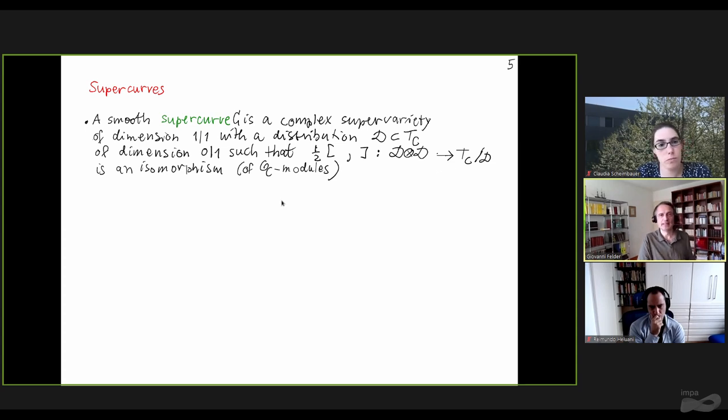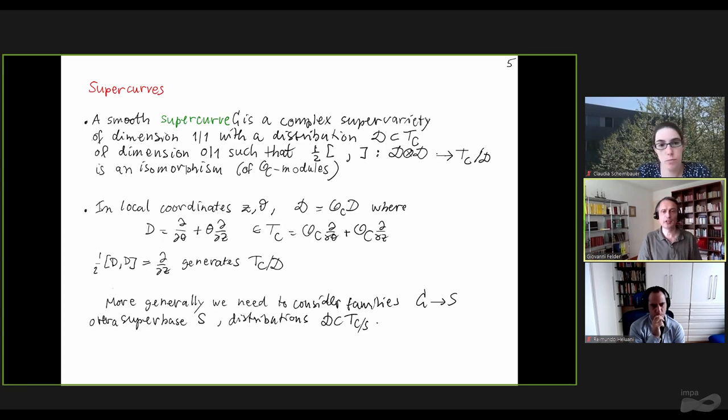So let me describe this more explicitly in the physicist notation in local coordinates. So in suitable local coordinates, this sub-bundle, this distribution, is generated by some differential operator, which is a super derivative, if you like: derivative with respect to the odd variable plus theta d over dz. So it is an odd derivation. The whole tangent bundle is spanned by d over d theta and d over dz. And this, which is D squared, actually, is d over dz.